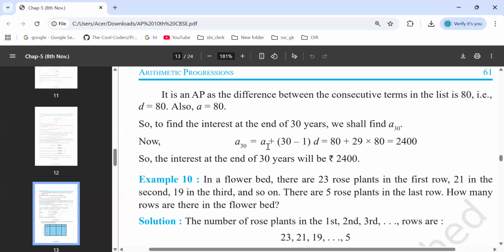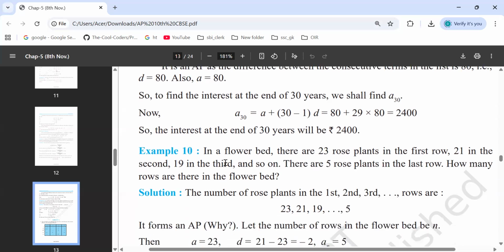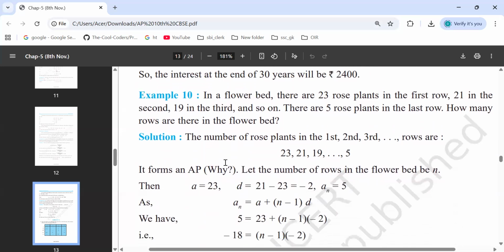So A30 will be equal to A plus 30 minus 1 into D. A will be equal to 80, plus 29 into 80. This will be equal to 2320 plus 80, which equals 2400. So the interest at the end of 30 years will be 2400.